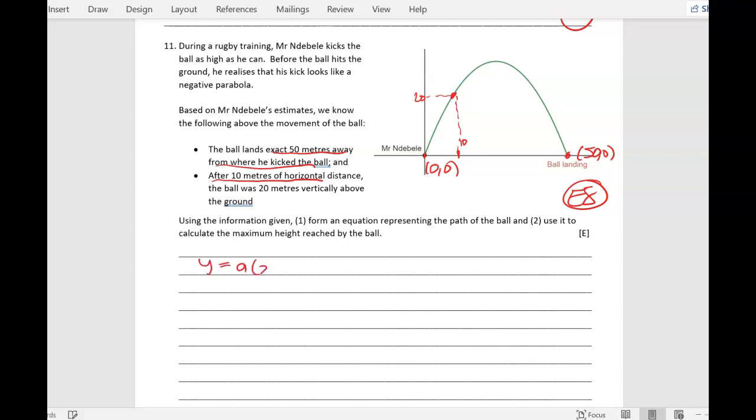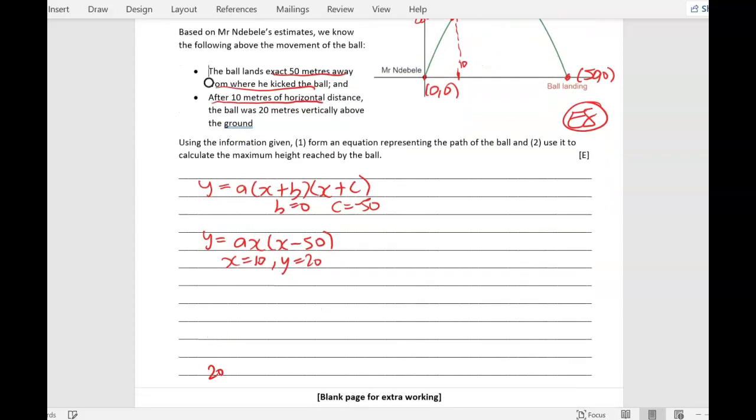So y is equal to a(x + b)(x + c). That's our generic equation. We know that b is going to be equal to 0 from the first one, and c is going to be equal to negative 50. So that means y is going to be equal to a x (x minus 50). We now need to calculate a, and that's where the 20 and 10 come into play. So x is equal to 10 and y is equal to 20. So 20 equals a times 10 times (10 minus 50).